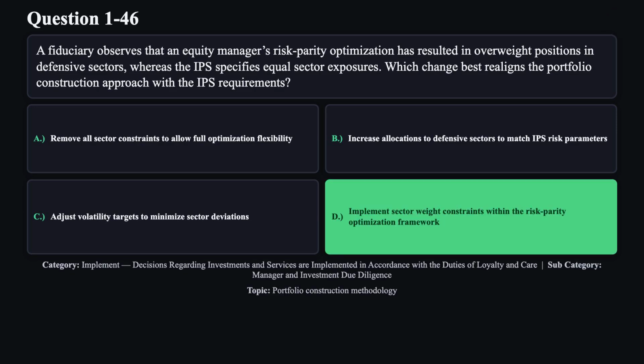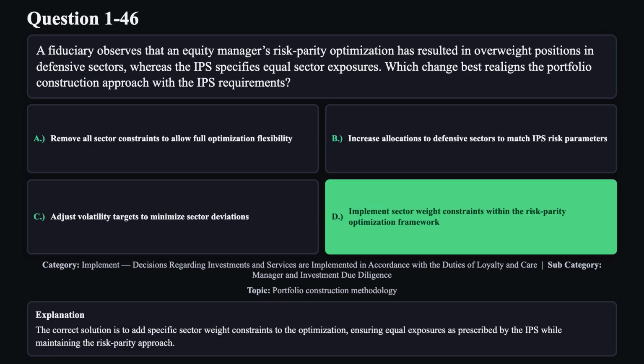The correct answer is D. The correct solution is to add specific sector weight constraints to the optimization, ensuring equal exposures as prescribed by the IPS while maintaining the risk parity approach.